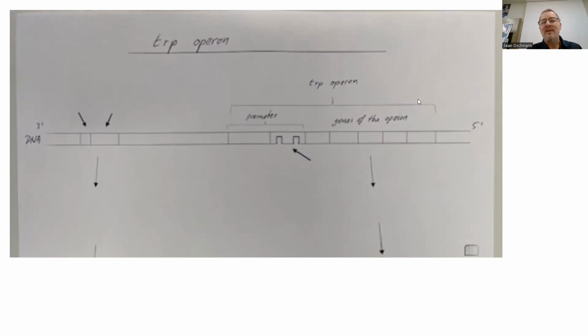This whole sequence here, from here to here, this is the trp operon, and we label that as trp operon. It contains the genes of the operon, so those are the genes that are being controlled. Those are the 5 boxes here, and we just write genes of the operon on top. And then these 2 boxes here, that's the promoter.